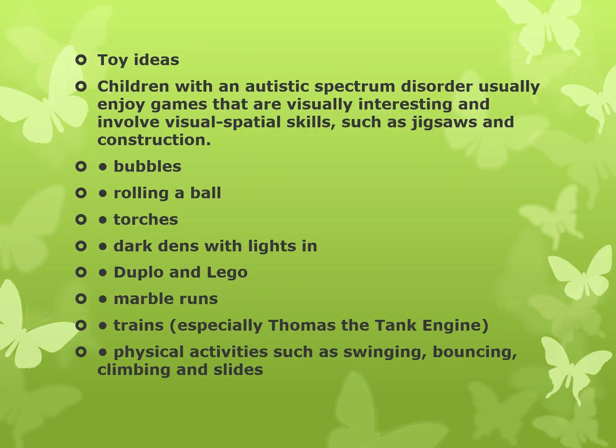Toy ideas. Children with an autistic spectrum disorder usually enjoy games that are visually interesting and involve visual spatial skills such as jigsaws and constructions. They may enjoy bubbles, rolling a ball, torches, dark dens with lights in, Duplo and Lego, marble runs, or trains, especially Thomas the Tank Engine, and physical activities such as swinging, bouncing, climbing and slides.